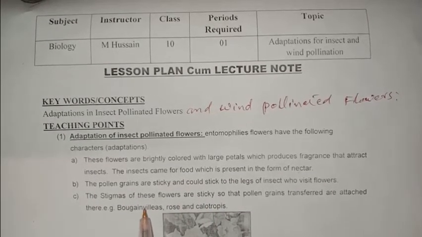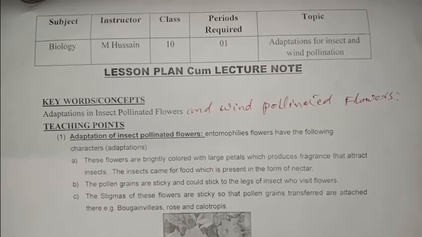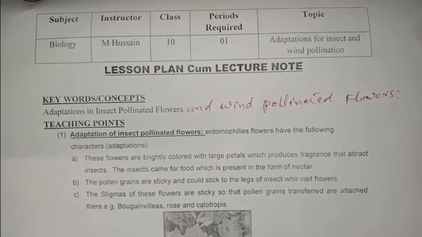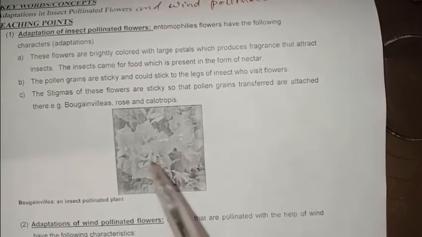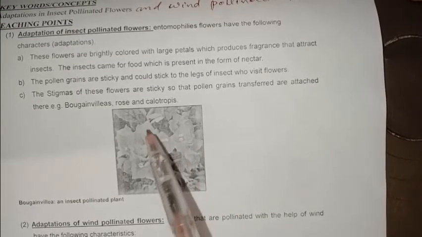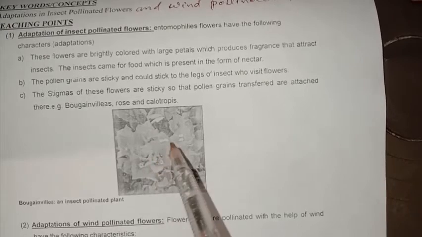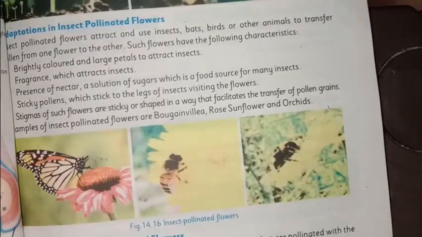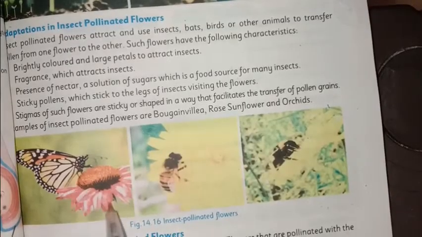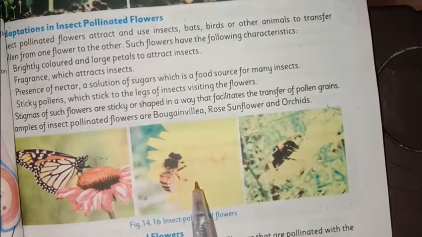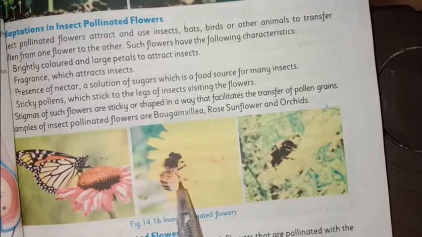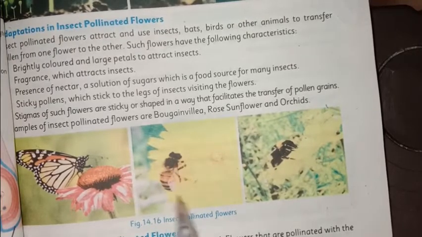For example, bougainvillea, rose, and calotropis are examples of insect pollinated flowers. This is a bougainvillea plant that is pollinated by insects. Here in this diagram, the insect visits the flowers, and in this case the pollen grains attach to the legs of the insect, and pollination takes place.